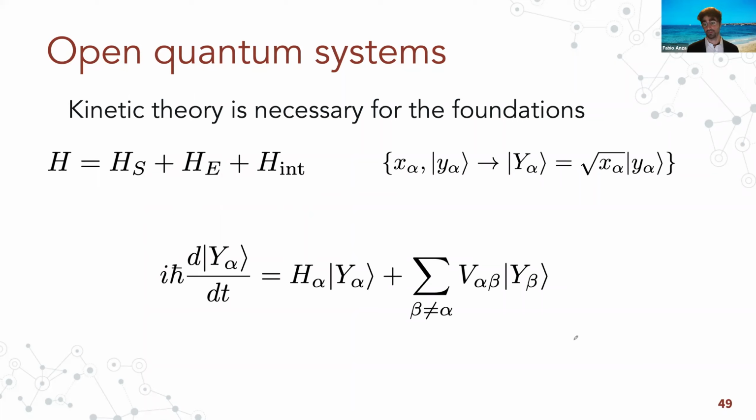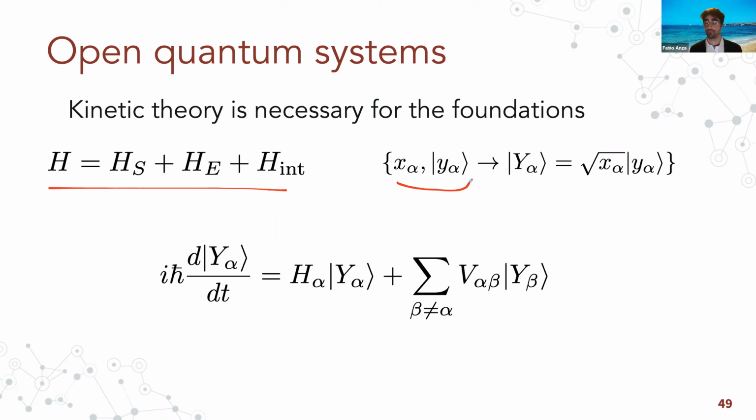Now, of course, the kinetic theory is absolutely necessary for the foundation, and the way you derive the kinetic equations for the probability density is the following. You know that there is an overall Hamiltonian, and that you split it, it's the standard setup of open quantum systems. So you have the Hamiltonian of the system, the Hamiltonian of the environment, and the Hamiltonian for the interacting part.